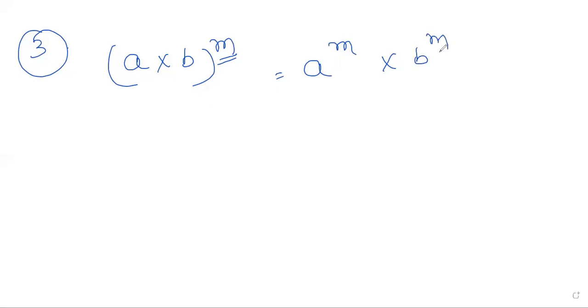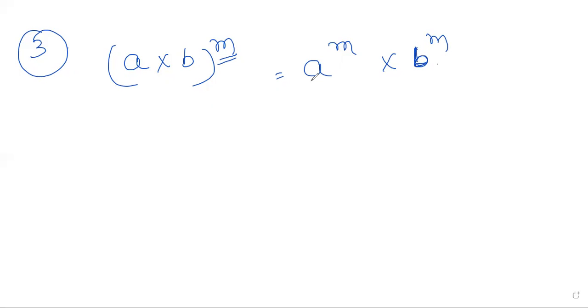Let's go to the third one. a into b whole to the power of m. There are two terms, a and b, whole to the power of m. That means this power is related to both a and b. You can split it as a to the power of m into b to the power of m.